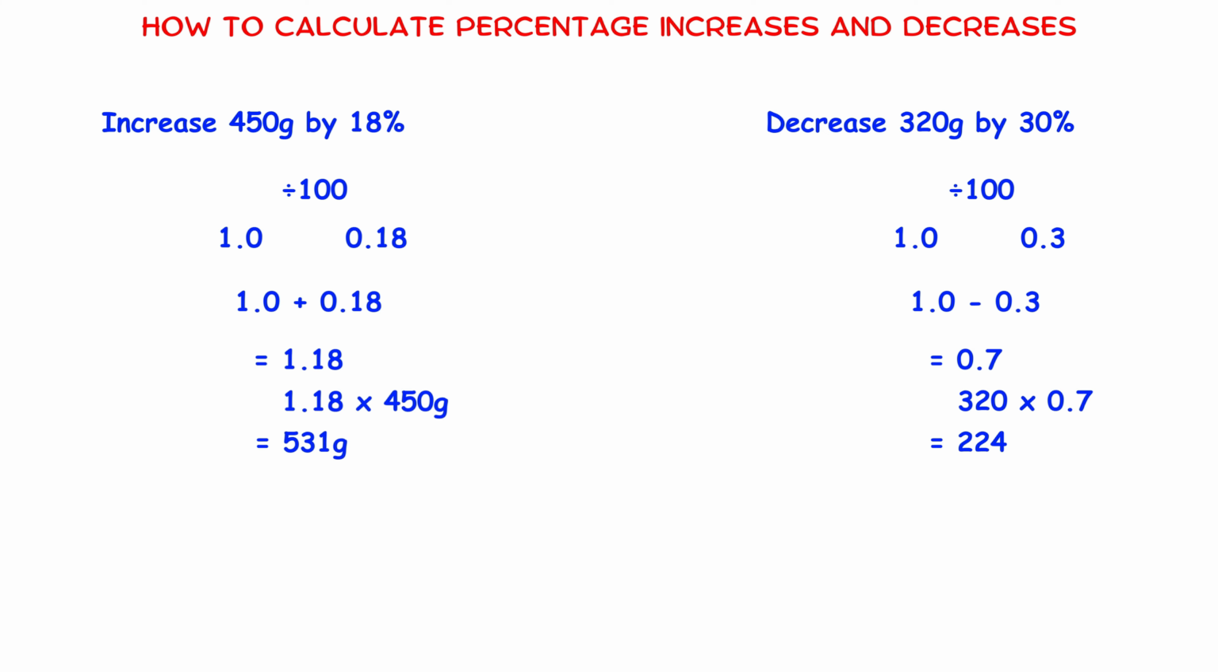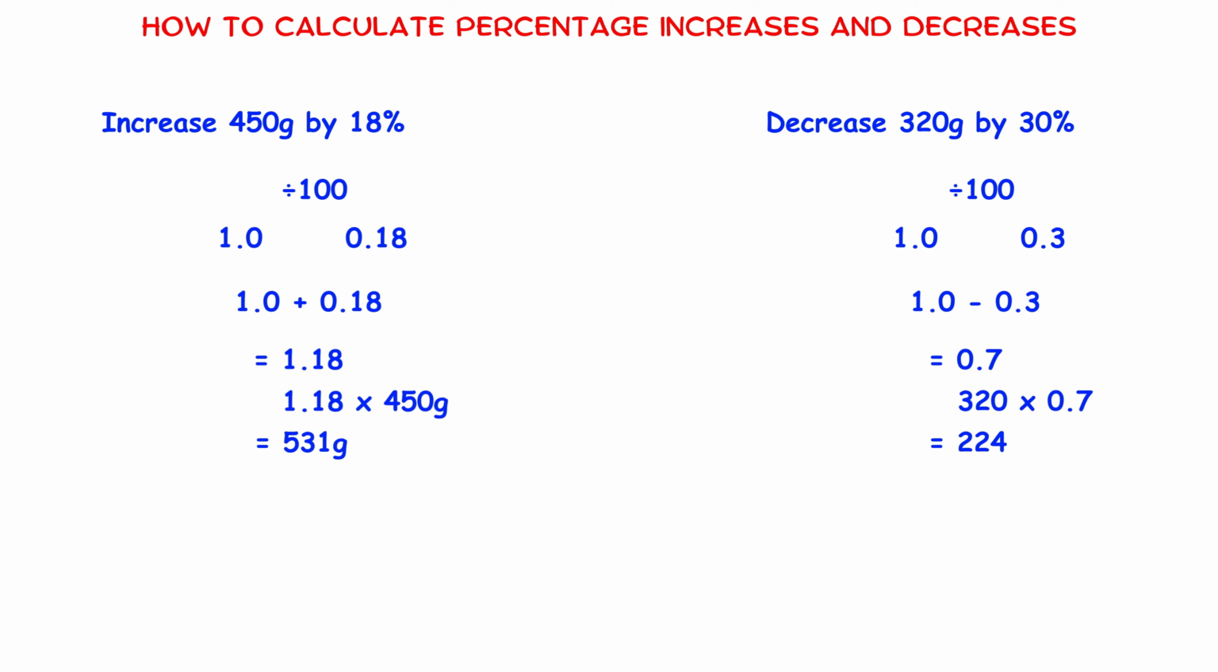In this first one, we're trying to increase 450 grams by 18%, so we think of the 450 grams as 1 because it's the original number, and then think of the 18% as 0.18. Then because the question says increase, we add those together to get 1.18 and multiply the 1.18 by 450 to get the new mass of 531 grams.